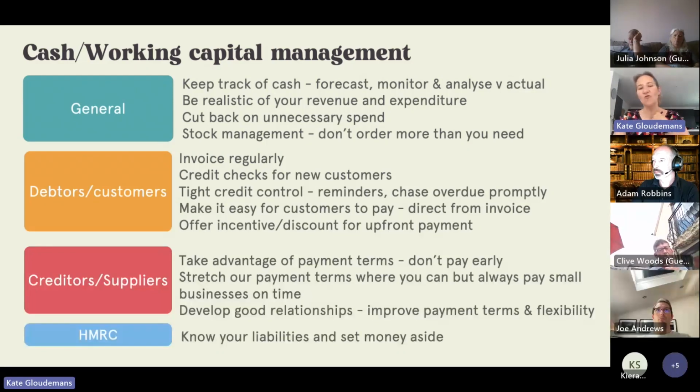Likewise, you could offer incentives or discounts to customers for upfront payment. So if you're organising an event, you could say, the early bird, if you pay up front now, you get 10% discount, that kind of thing.